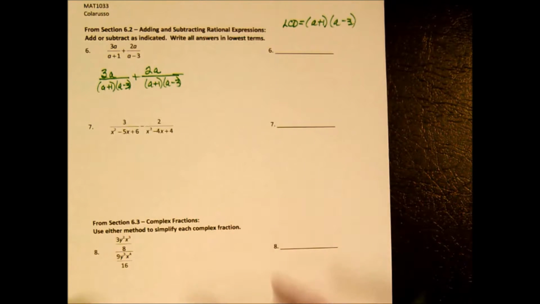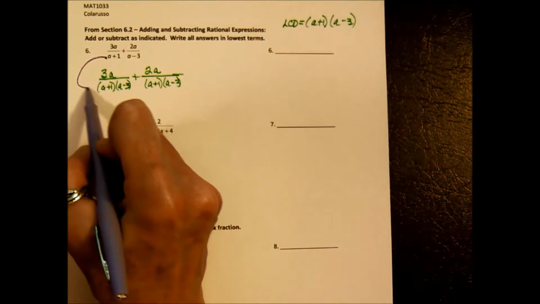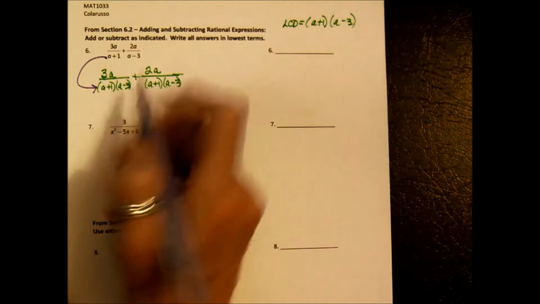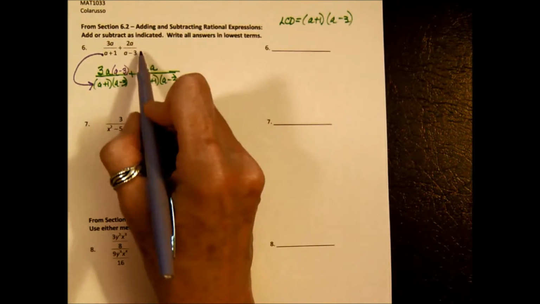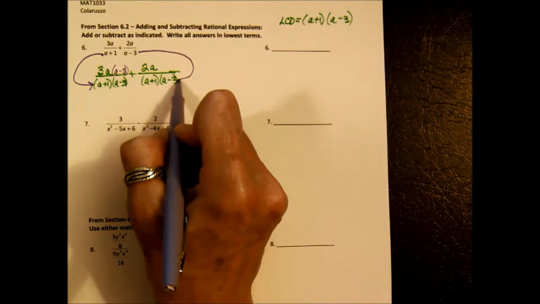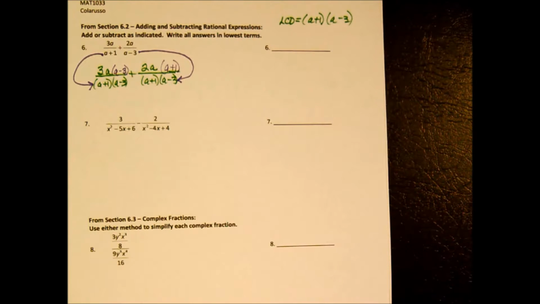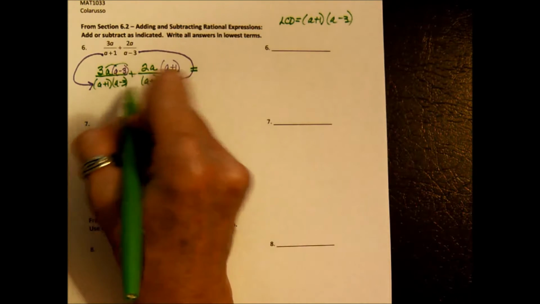Now I'm going to write what I started with in the numerator. And then this is what we do, and I'm going to do this with a different color to show you what's happening here. What did I do to a plus 1 to get this LCD of a plus 1 times a minus 3? I multiplied by a minus 3, so I have to do that in the numerator also. What did I do to this denominator of a minus 3 to get my LCD? I multiplied by a plus 1. So I have to do that in the numerator also. Now we are actually going to distribute so we can combine like terms and see what we have, and then put it over that common denominator.